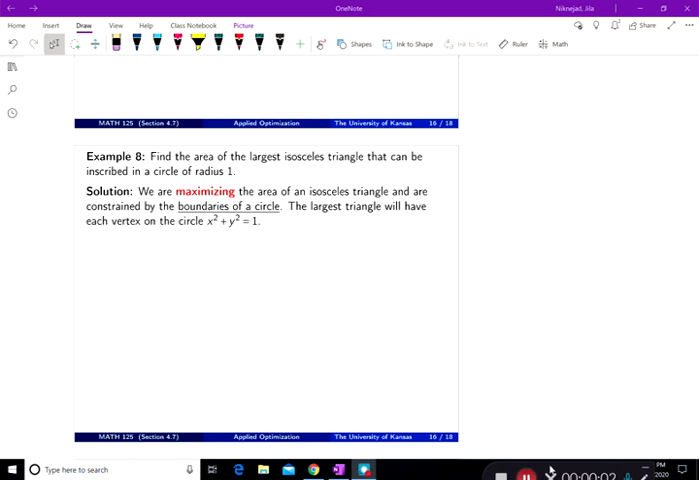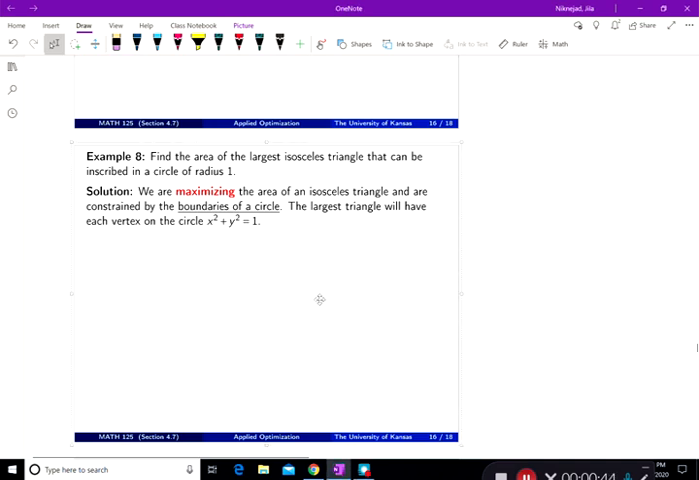So we're continuing with section 4.7, example 8. Find the area of the largest isosceles triangle that can be inscribed in a circle of radius 1. So we're talking about maximizing the area of an isosceles triangle, and the boundary of the circle is our constraint. The circle x squared plus y squared equal to 1, the fact that each vertex of the triangle is going to be sitting on that circle.